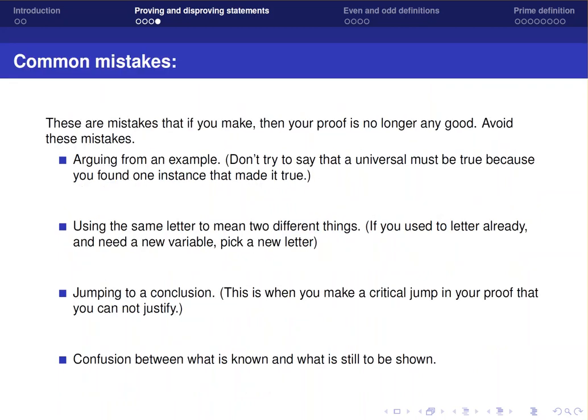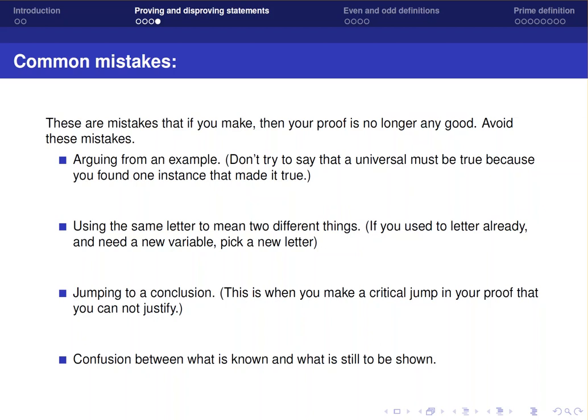Common mistakes. There are certain mistakes and certain bad habits that we want to avoid when we're writing a proof. For example, if you're proving a universal statement, you cannot argue from an example. You cannot say that a universal statement is true just because you found one example that makes it true. There are plenty of universal statements that are false, but they work in one instance.